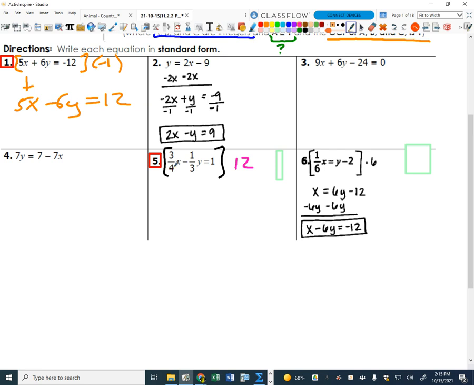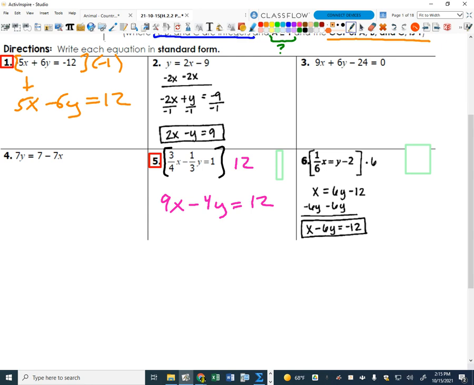The 12 over 4 reduces to a 3, right? So what do I end up with then? 9, there you go. So I get a 9x. 12 over 3 reduces to a 4, right? So I multiply that by negative 1y, and I get minus 4y. And then 12 times 1 is 12. And we're done. We're good, right? That's all we had to do.